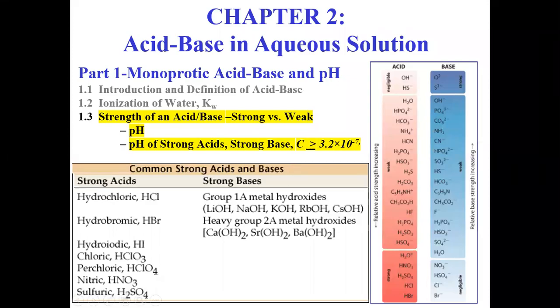Okay, for section 1.3, we're going to look at the strength of an acid and a base. What do we mean by strong versus weak? Then we're going to look at pH, the pH of strong acids and the pH of strong bases, which are sufficiently concentrated.